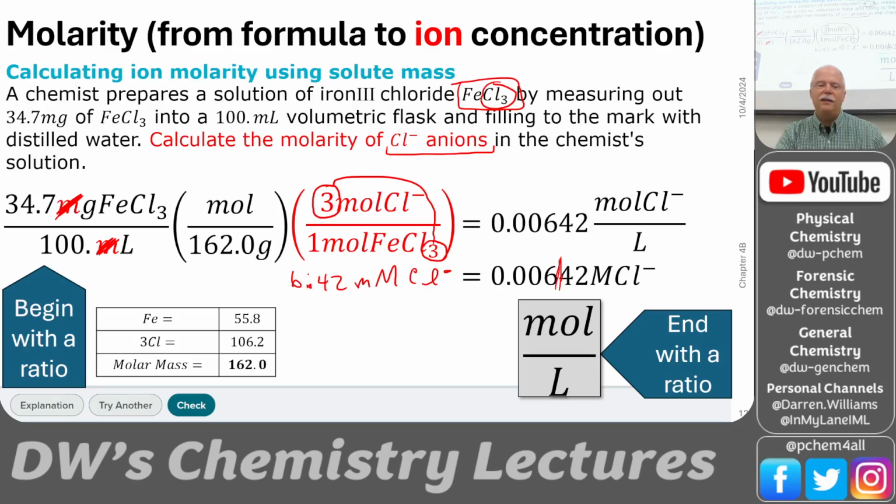And you can see why that's useful, right? Because again, we're dealing with small concentrations, and 6.42 is a lot easier to write than 0.00642 or 6.42 times 10 to the minus 3 molar. We don't have to have any times 10 to the minus 3. We can just move that decimal place and talk about a 6.4 millimolar solution of chloride.